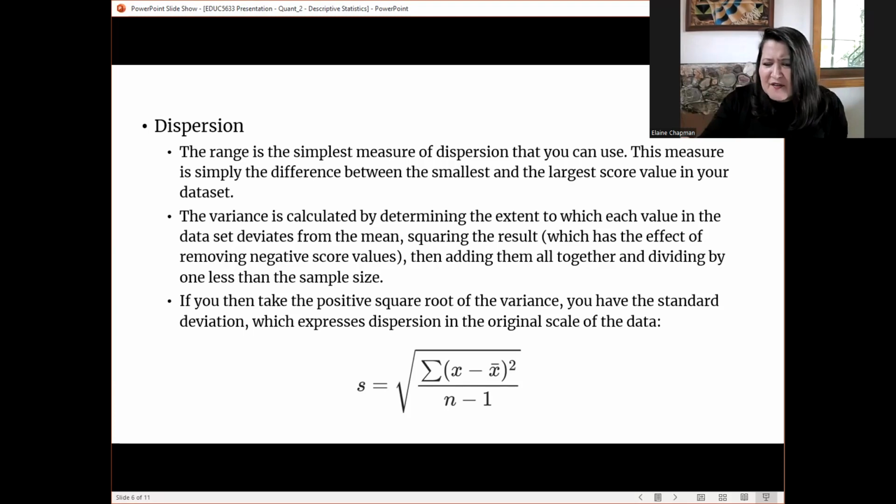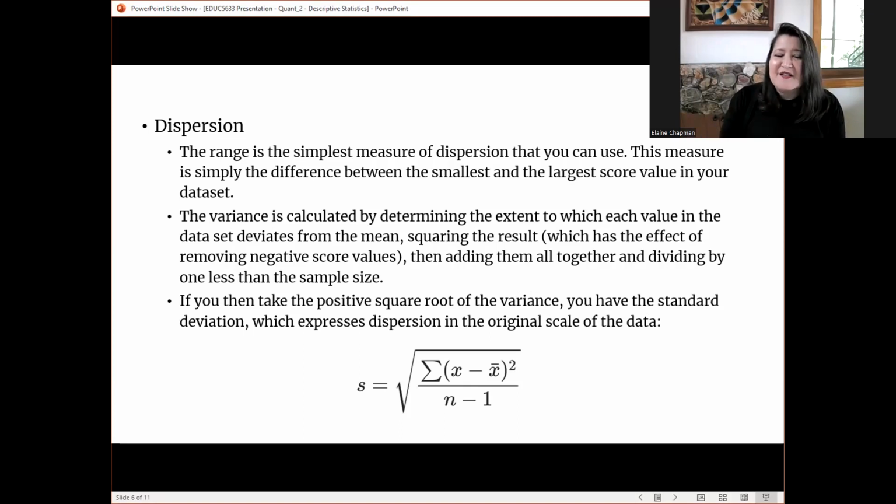Now, this is not overly useful interpretively, because we're talking in squared deviation terms. But if we take the positive square root of the variance, which we computed earlier on, this produces what we call the standard deviation, and that expresses dispersion or spread around our mean point in the original scale of the data. So instead of talking about average squared deviations around my mean point, I can now talk in terms of average deviations around my mean point.